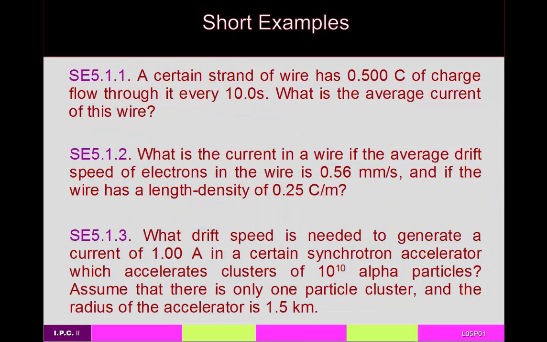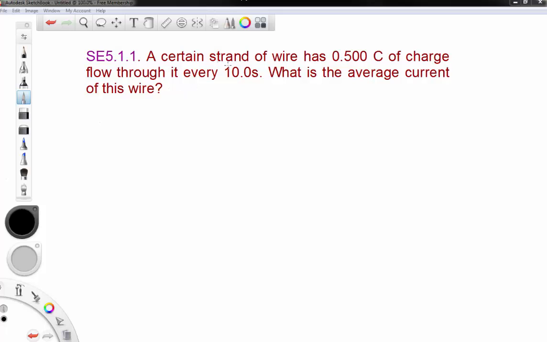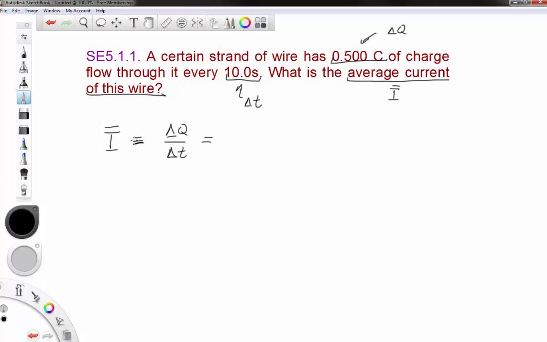So before moving on to talk about circuits, I want to go through a few short examples of what we've discussed so far. For the first question, we have that a certain strand of wire has 0.5 coulombs of charge flow through it every 10 seconds. And the question is, what is the average current of this wire? So this would represent I, this would represent delta Q, this would represent delta T. And so the average current is going to be delta Q over delta T. And that is by definition.